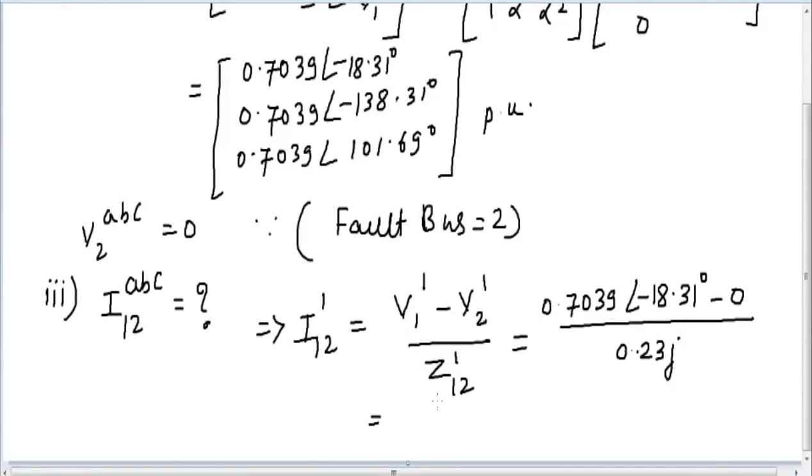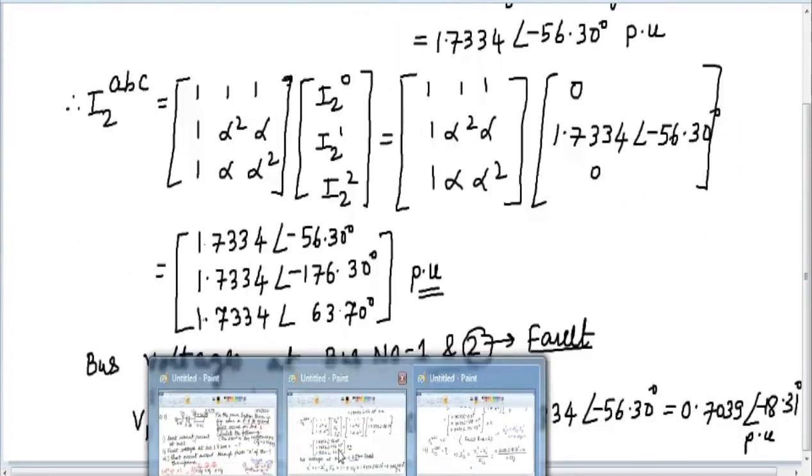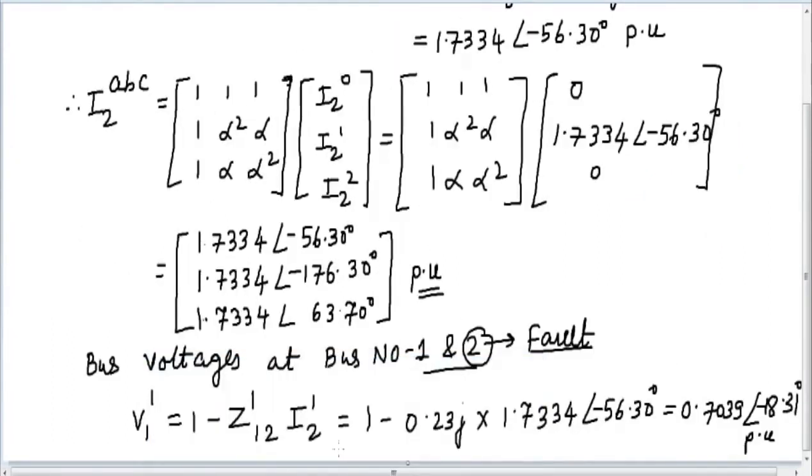Still, I think we should calculate V21 at least. So V21 will be equal to 1 minus Z121 I21. So this will be 1 minus 0.23j multiplied by 0.7. No, this is I, so we require the value of I. Let us check what value of I we calculated. I is 1.7334 at an angle of minus 56.30.